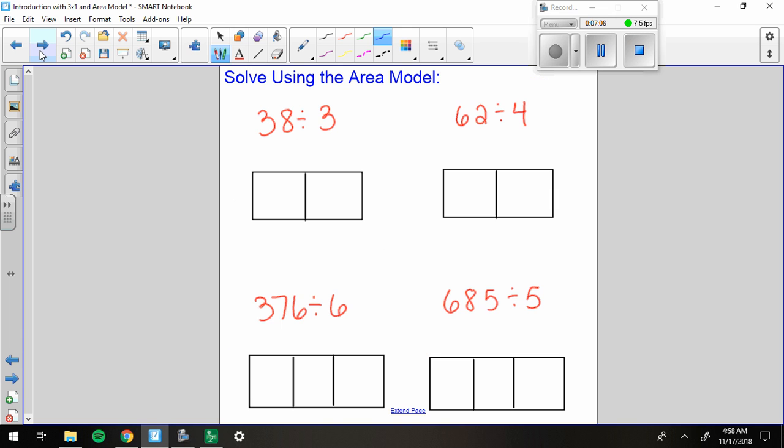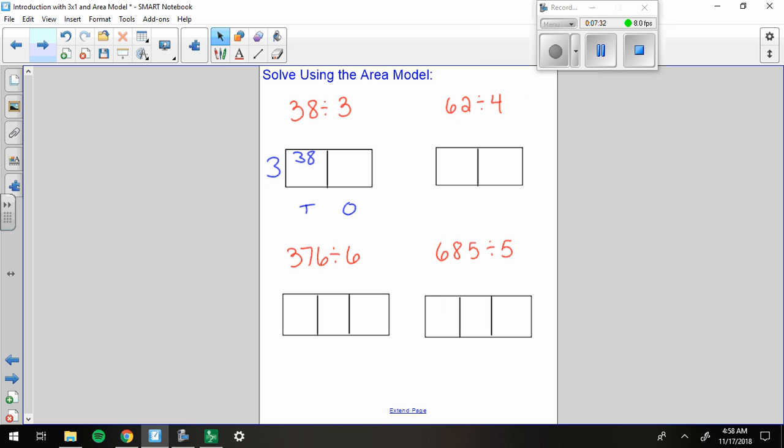So let's do one together. 38 divided by 3. I know this side is 3, and my area is 38. This first box on the left, we're going to be multiplying by 10. Over here, on the right, we're going to be multiplying by 1s. So, let's see about this.